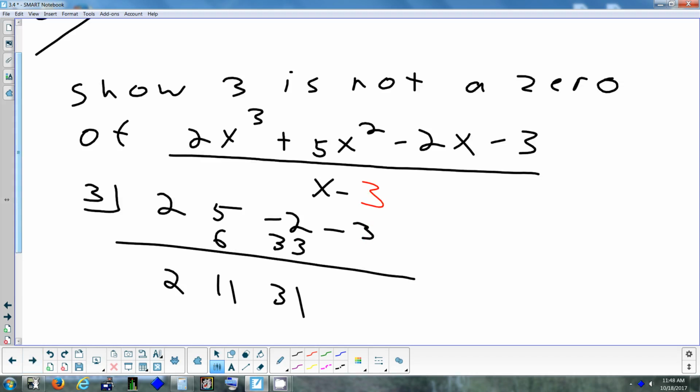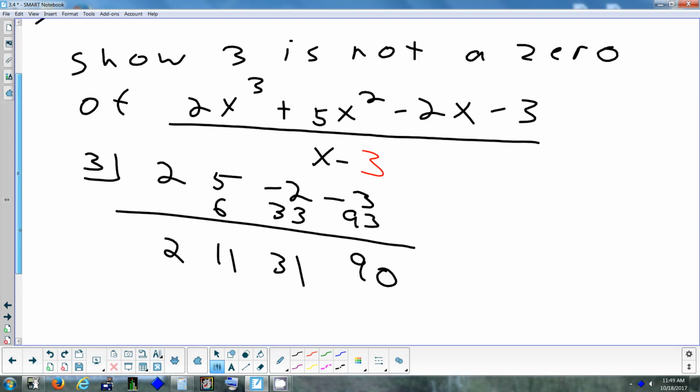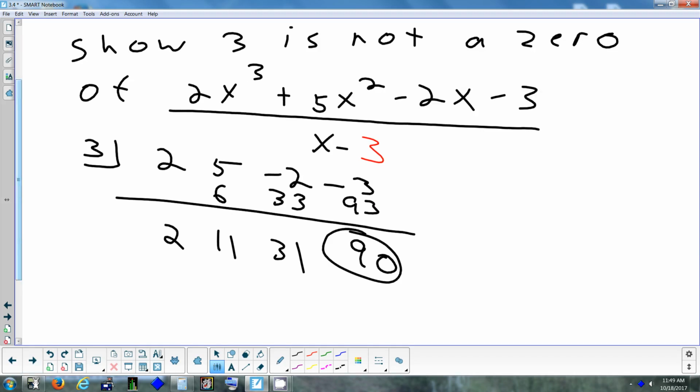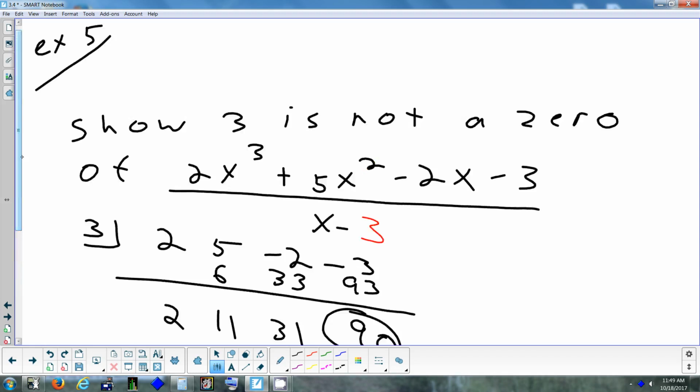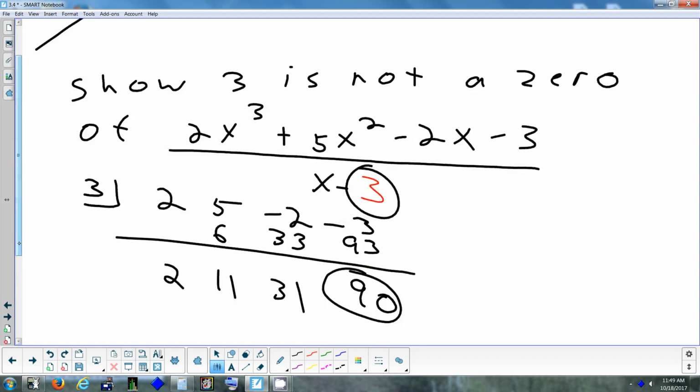And then 3 times 31. 93. And then negative 3 plus 93. 90. What's my remainder there? 90. Yep. Since I got a remainder of 90, that proves x minus 3 does not divide into the numerator, which also proves 3 is not a root. Okay, that's how you prove it. Any questions on that?